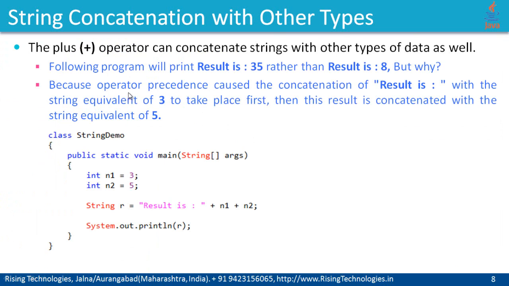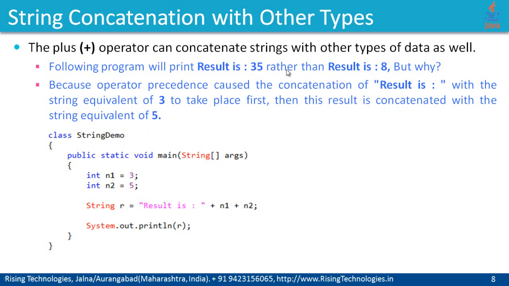So why is that? Operator precedence. The concatenation of "result is" with the string equivalent of 3, that means n1, produces a string that is "result is 3". Then this is concatenated with the string equivalent of 5. So "result is 3" plus 5, so it is printing "result is 35".